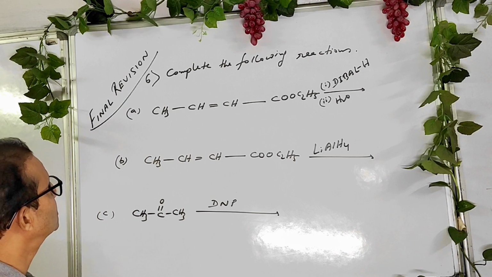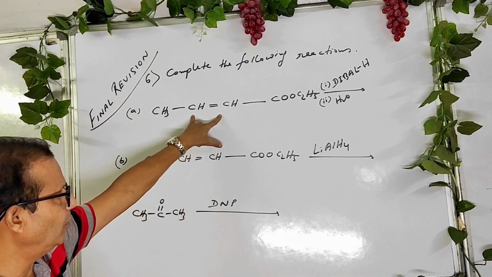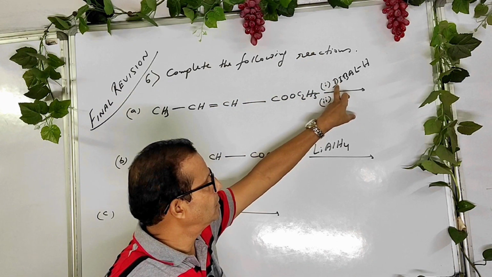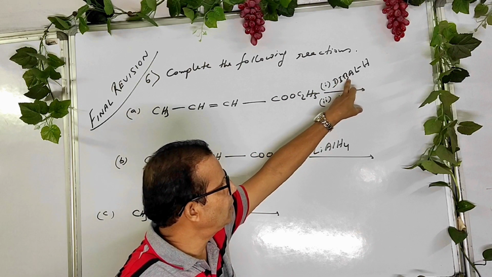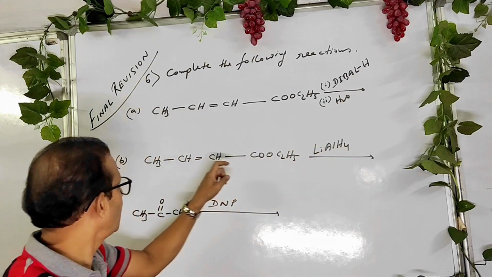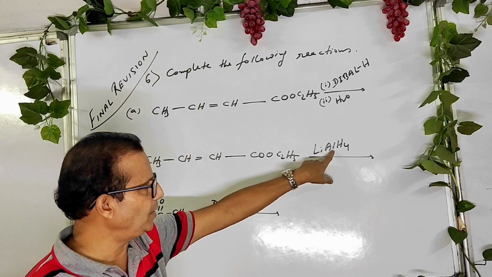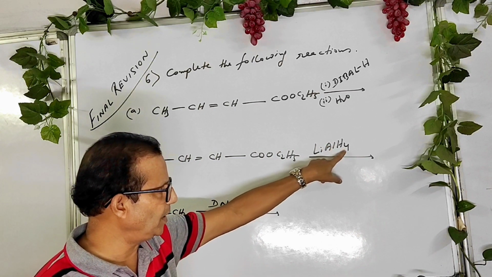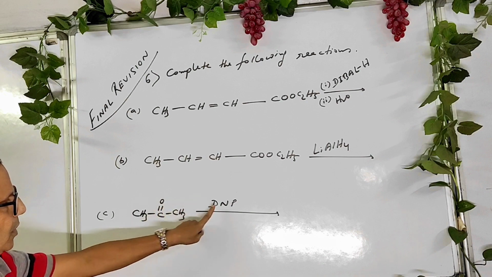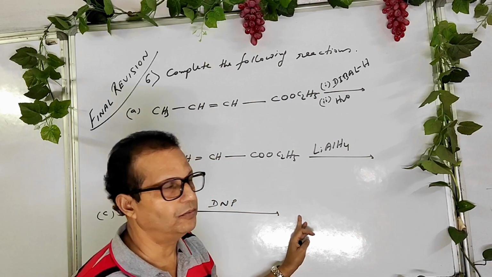Complete the following reactions. This is an ester containing a double bond. First step, use diisobutyl aluminium hydride. After that, hydrolysis with water. Second question, the same compound is there, only use lithium aluminium hydride. Third question, acetone reacts with DNP. What are the products formed?